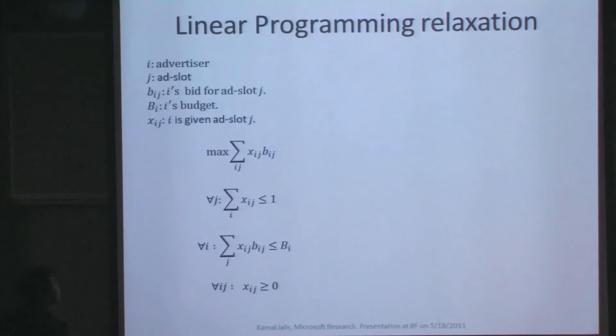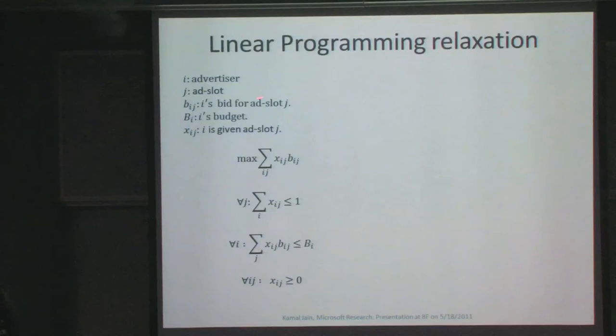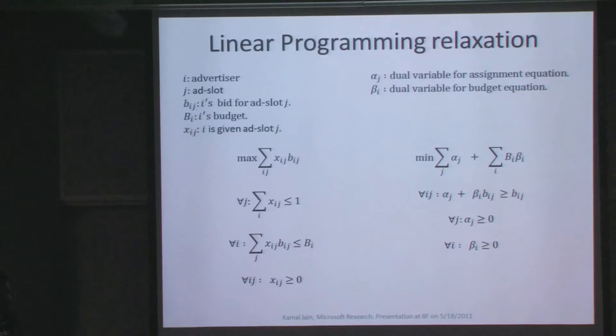So how do you get this 63%? Okay, here's a simple argument. So first, write this problem as a linear programming relaxation. You have an advertiser, which I'm denoting by i, and j is an audience, and then Bij is the bid, or the value of this audience to the advertiser. This capital Bi is the budget, and Xij is my indicator variable, which says j is given to i. So this is the maximization I'm going to do, maximize the revenue. I can assign an ad slot only to one advertiser, and then I can charge at most the budget, and then this is the non-negativity constraint.